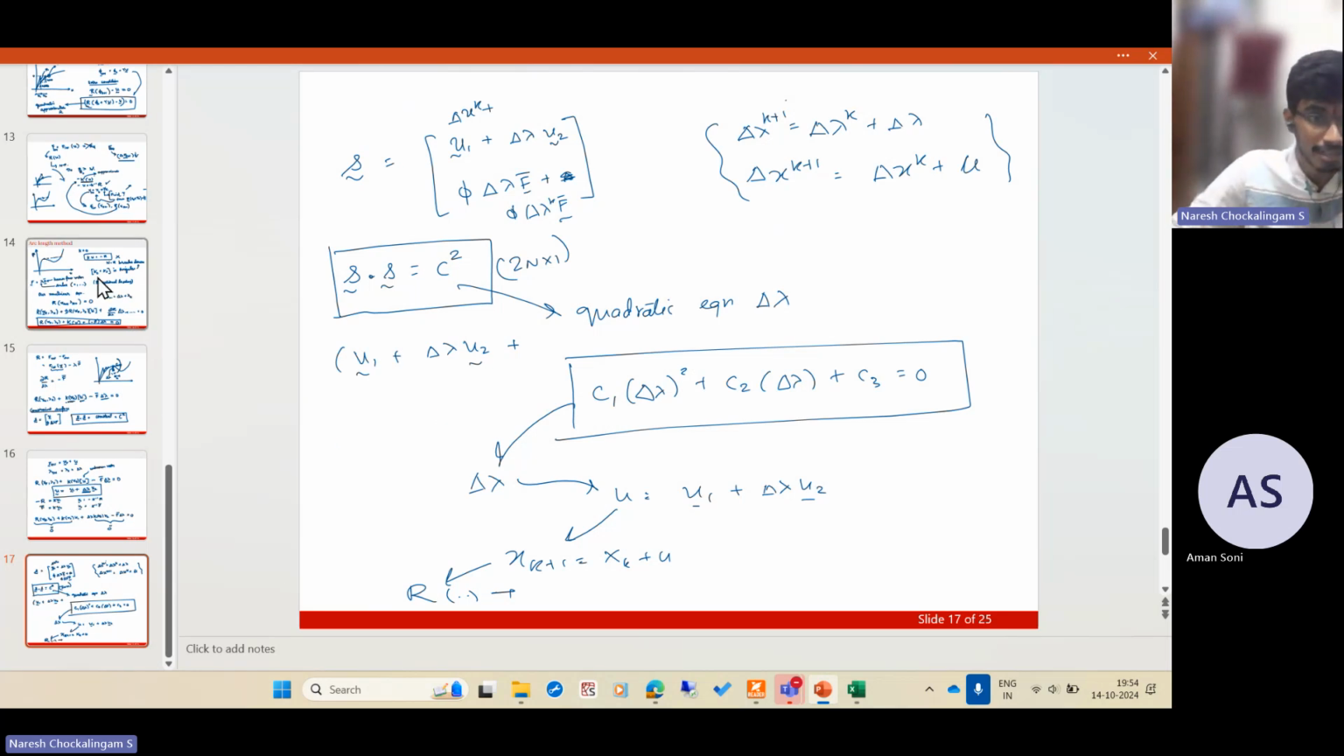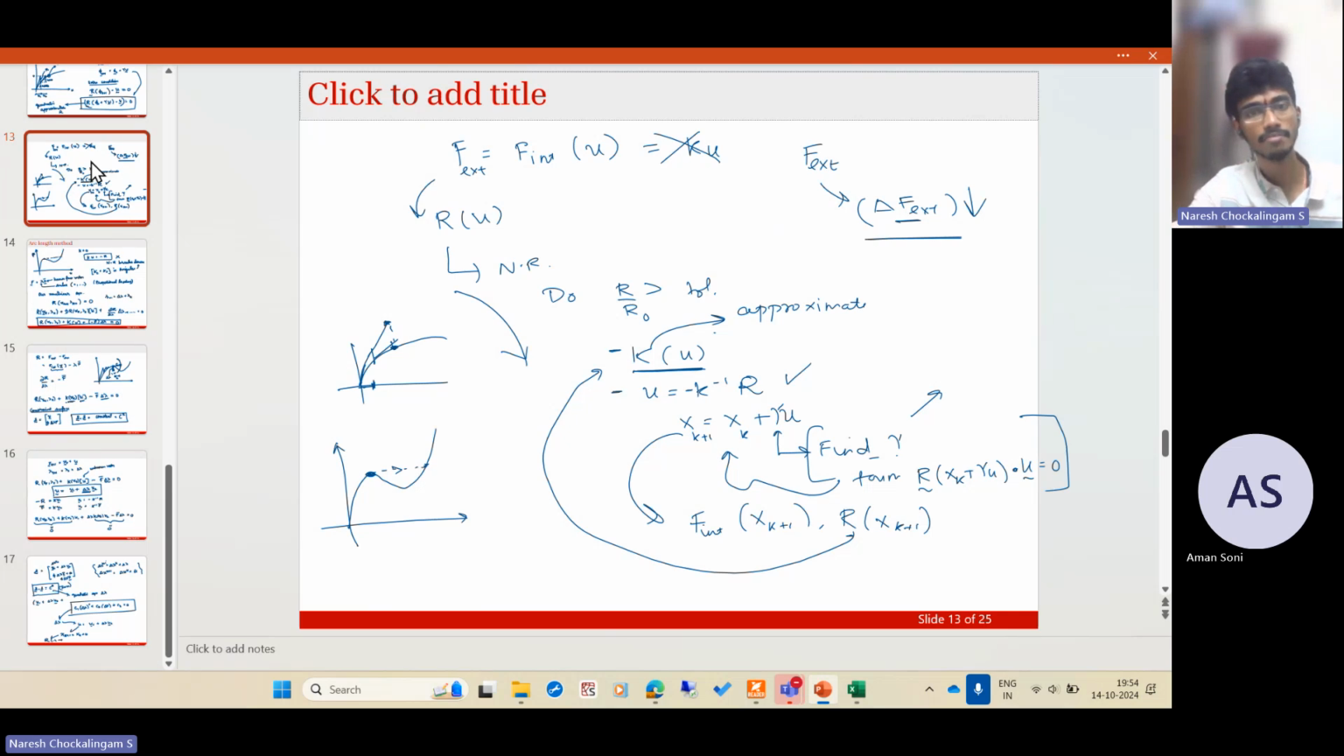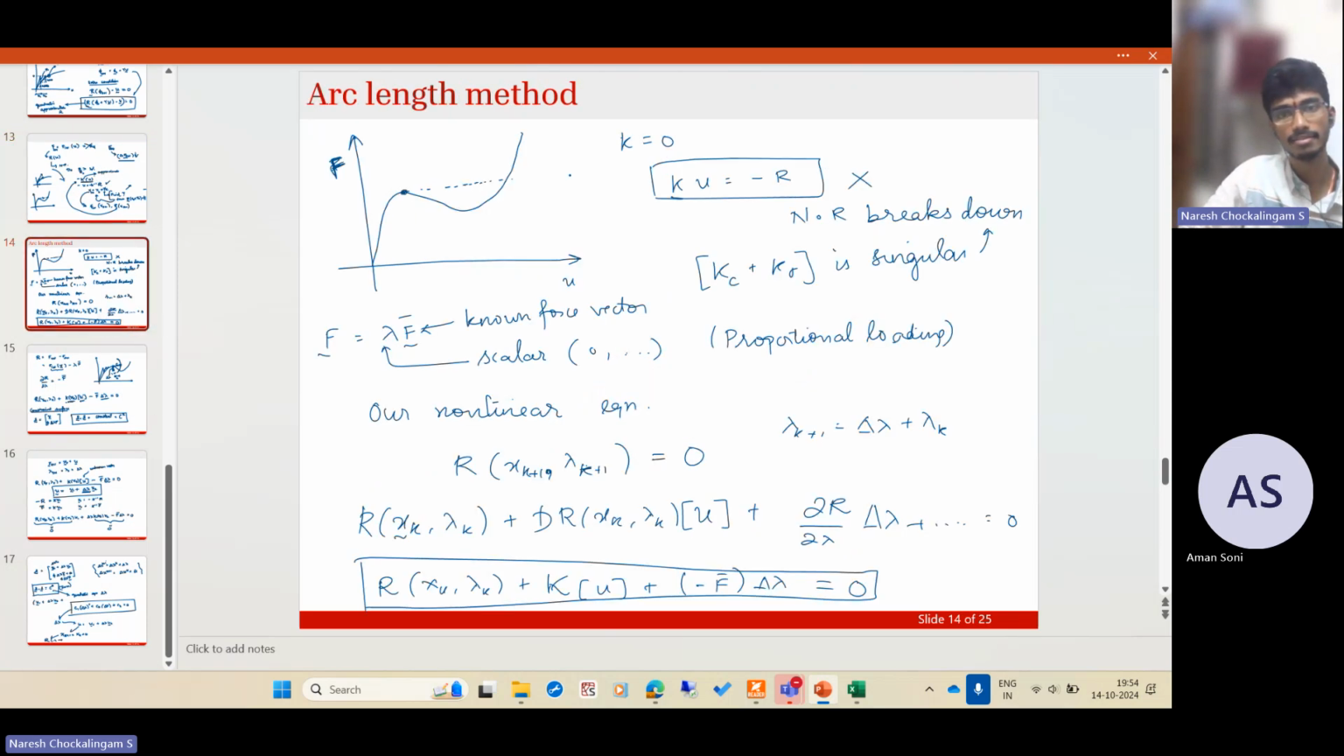So Newton-Raphson is the base. When you don't take the full increment, you just take the increment as a direction and take partial steps, that is line search. And arc length is when you have cases where this k can be singular.